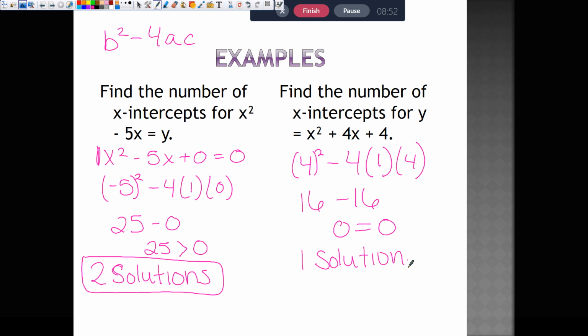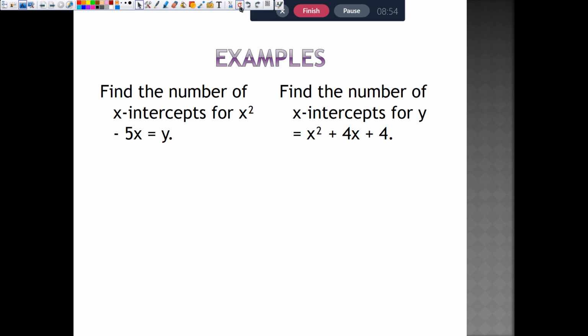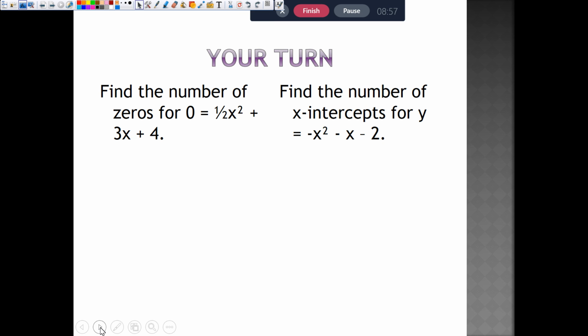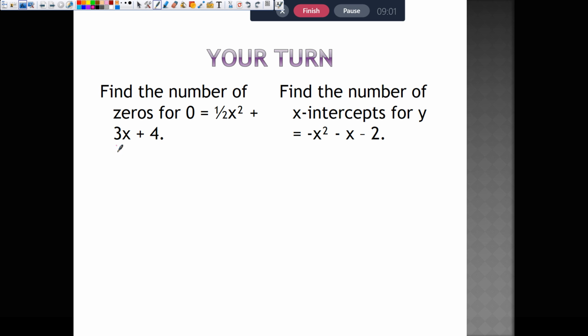Okay, so we have a "Your Turn" here. We'll continue doing these ones together. So I have 1/2 x squared plus 3x plus 4. So my equation is b squared minus 4ac. Okay?